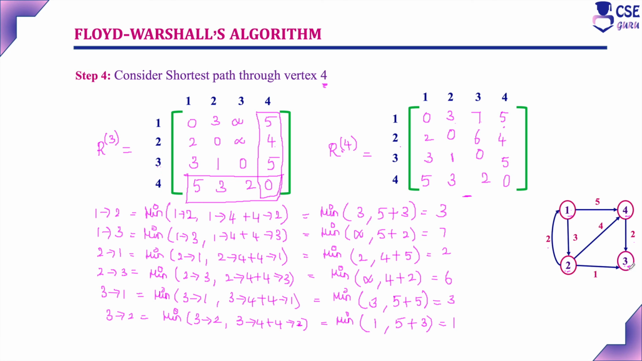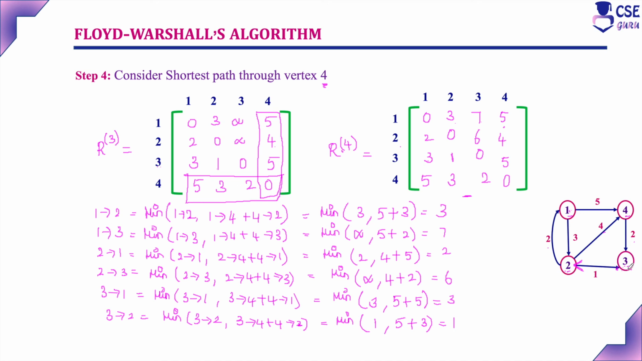And 2 to 3, this direction is wrong. This is the direction. And 2 to 3, there is no directed path. We need to consider the path through vertex 4. So 2 to 4 and 4 to 3, the distance is 6. And 2 to 4, it is a directed path, distance is 4.